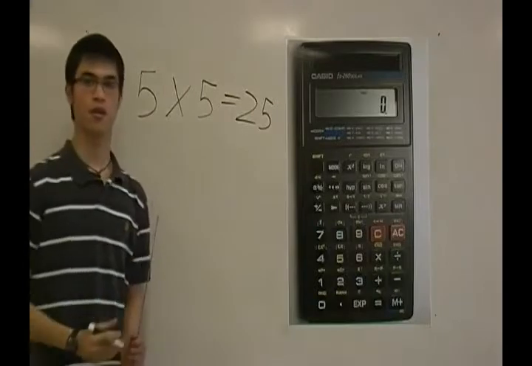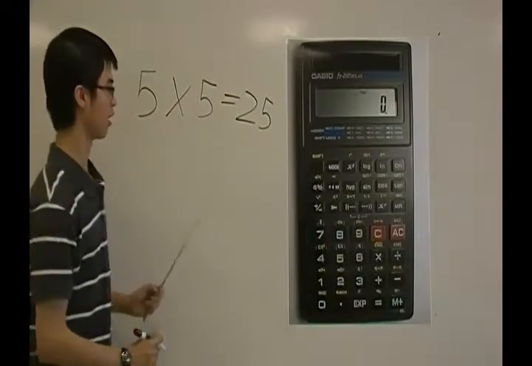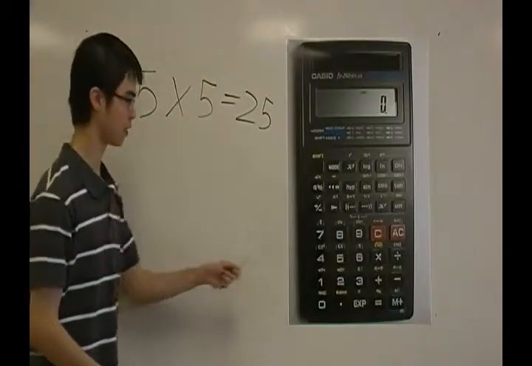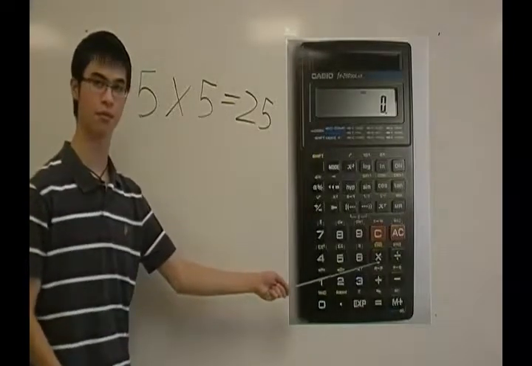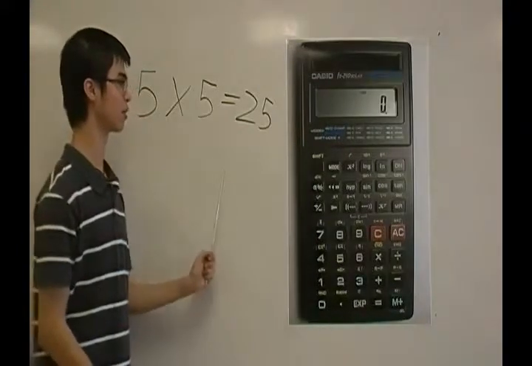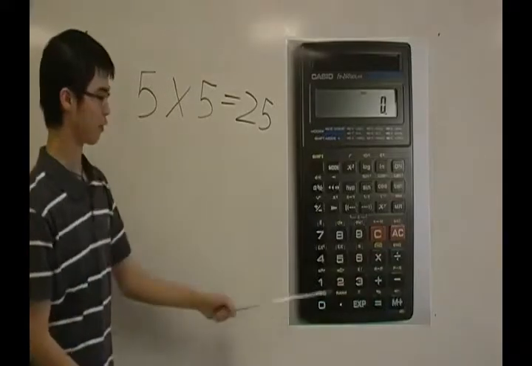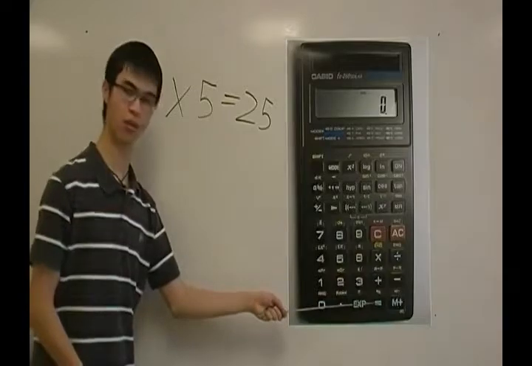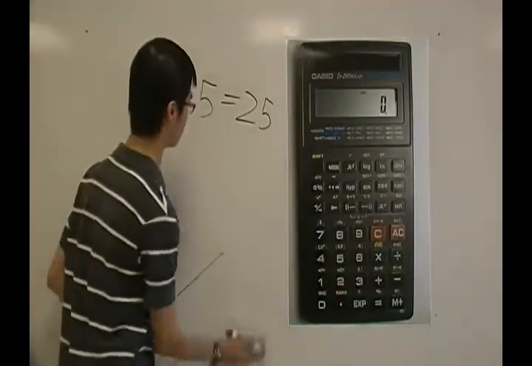Alright, this is the multiplication symbol. Now, let's get started. 5 times, which is this thing right here, 5, then you hit the equal thing, and you'll get 25. So let's go through this. 5 times 5 equals 25. Alright, let's move on to the next one.